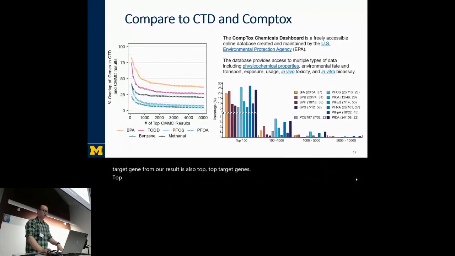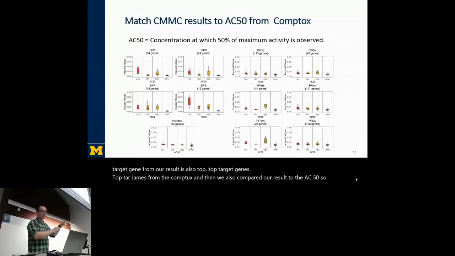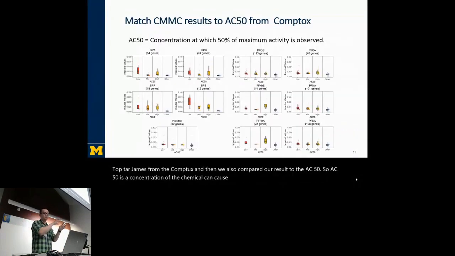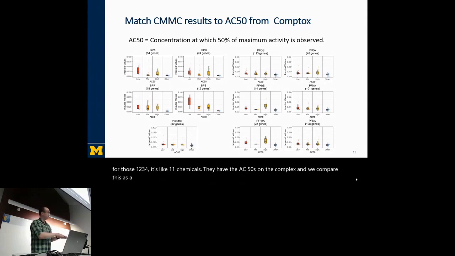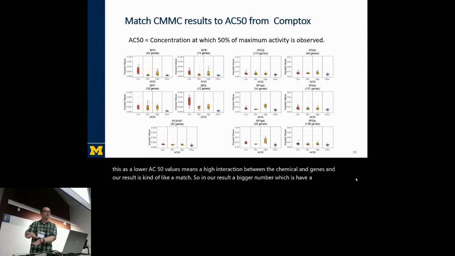And then we also compared our result to the AC50. AC50 is the concentration of the chemical that can cause 50% of the maximum activity of that gene. For those 11 chemicals, they have AC50s on CompTox, and we compared that. A lower AC50 value means a higher interaction between the chemical and gene, and our result is kind of a match. So in our result, a bigger number corresponds to a lower AC50.